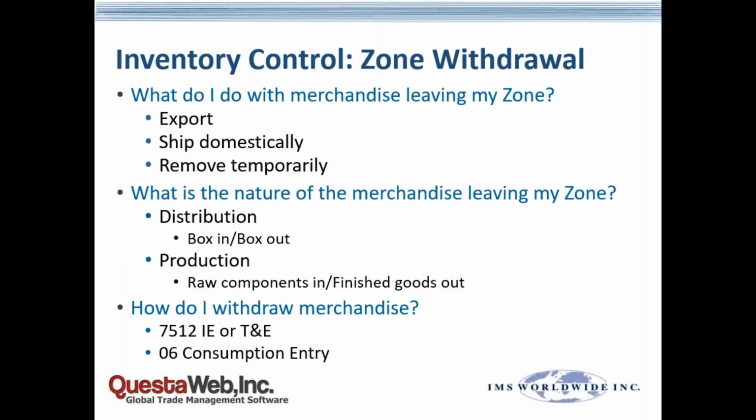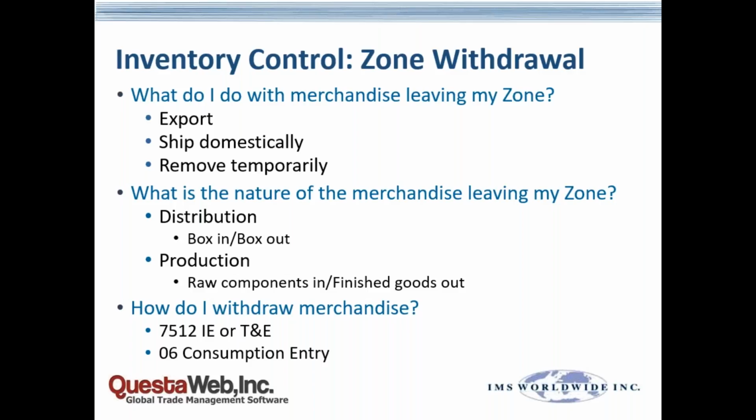So inventory control, we'll talk here about zone withdrawal. We've kind of followed the process, right? We talked about receiving, or zone admission. We talked about inventory control, which is the accountability that we must have with customs as you walk through your zone. And we talked about the activities. What do you do with your merchandise? Manipulations, manufacturing. Again, all of those are the inventory control elements that ultimately get us to this point here.